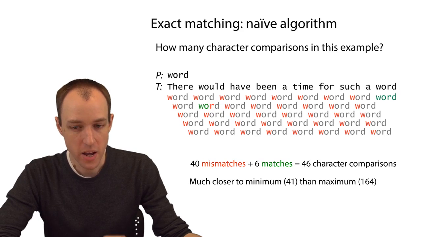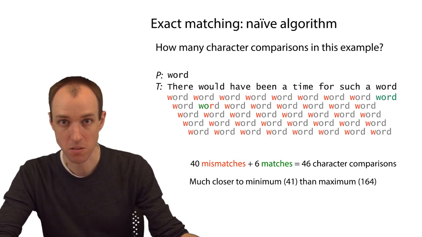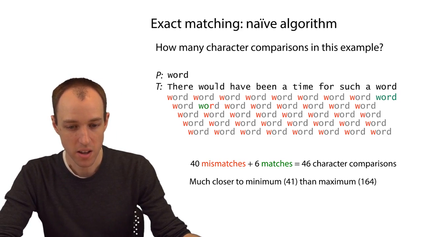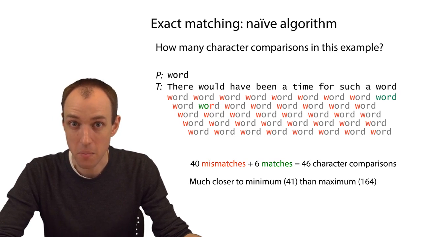We can also write down the minimum and the maximum possible number of character comparisons given the length of the pattern and the length of the text. The minimum is 41, the maximum is 164. And one thing that you'll notice about the number of character comparisons we do is that it's much closer to the minimum than it is to the maximum.